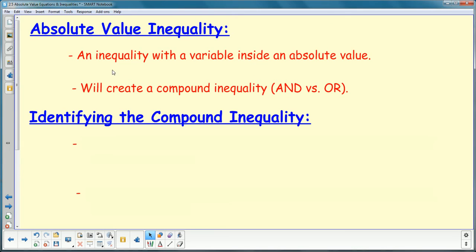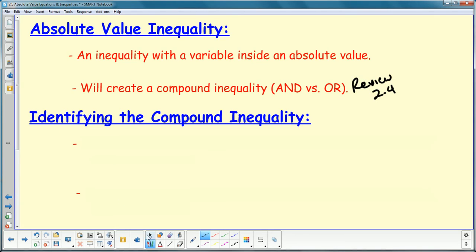And when we solve this, in order to drop our absolute values and have a positive and negative, it's going to create a compound inequality, which remember came from section 2.4. So you may need to review 2.4.